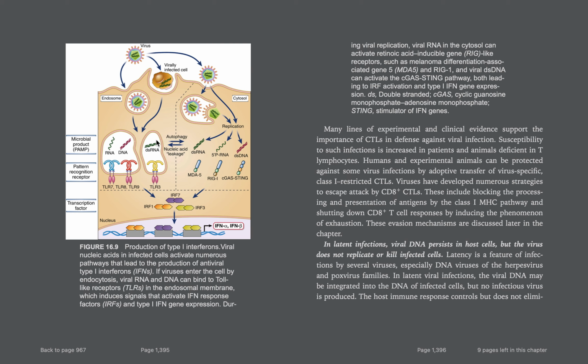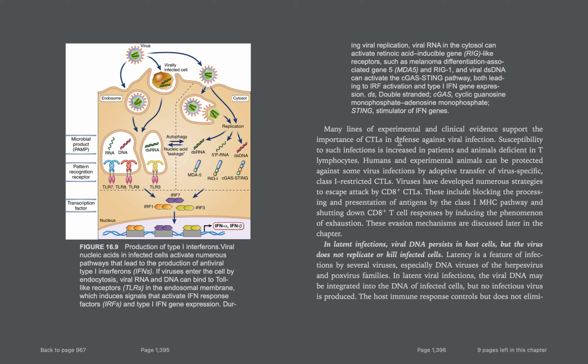This was the diagram that we read, sorry. So we see the virus is coming in. We have RNA and DNA, and these are recognized by toll-like receptors. So we have toll-like receptors 7, 8, 9, and 3. This can cause autophagy and nucleoside leakage. IRF7, IRF1, and IRF3 activate this. The transcription takes place, then the release of interferons, interferon alpha and interferon beta.